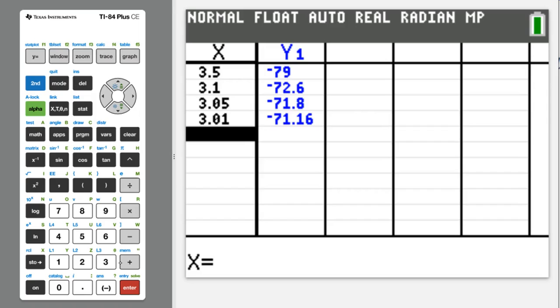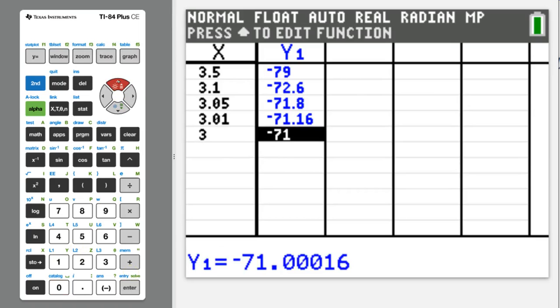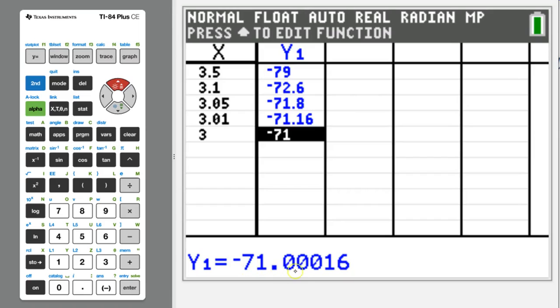And we have 3.01. And the velocity is negative 71.16. Okay, now if you're not sure where these velocities are going, you can take another number that's even closer to 3. So you can go 3.00001 if you want to. You can get even closer than the problem asked you to get, and you'll get a better feel for what these velocities are heading toward. If I put my cursor over that number, I can see it's not really exactly negative 71. It was negative 71.00016. Okay, so back to the problem.